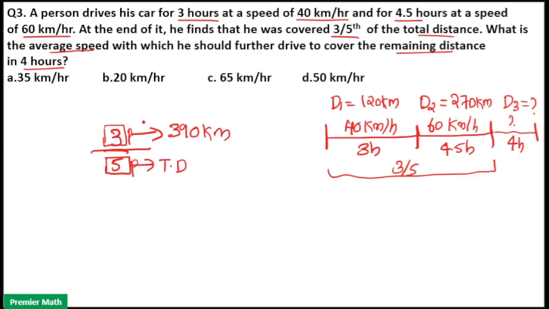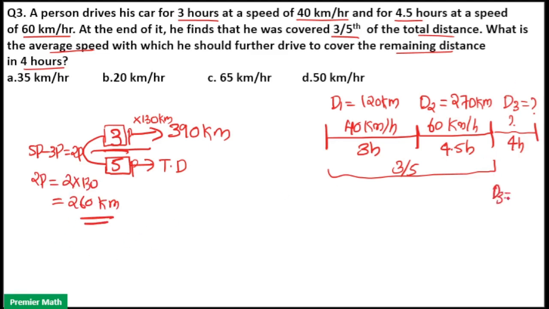He covered 3 parts out of 5 parts, that is 390 km. 3 parts is 390 km means 1 part is 130 km. That means the remaining distance is 5 parts minus 3 parts, which is equal to 2 parts. So 2 parts is equal to 2 into 130, that is 260 km. So the remaining distance he should cover, D3, is 260 km.